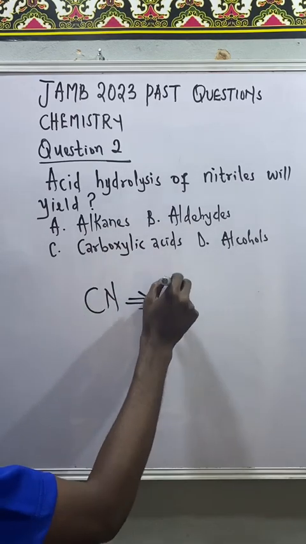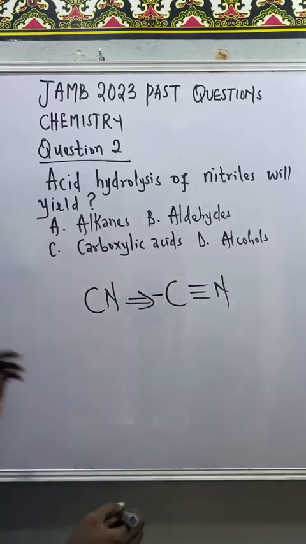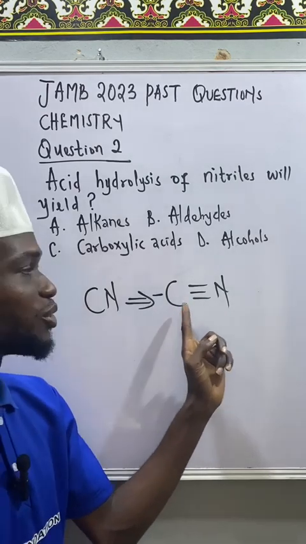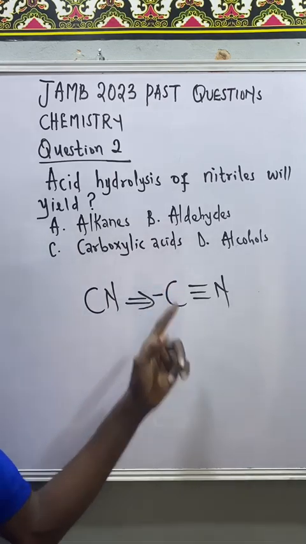Now, let me write it in terms of bonding. We have a triple bond, okay? There is one other bond coming from here. That's a triple bond between the carbon and nitrogen element. So there is a triple bond.